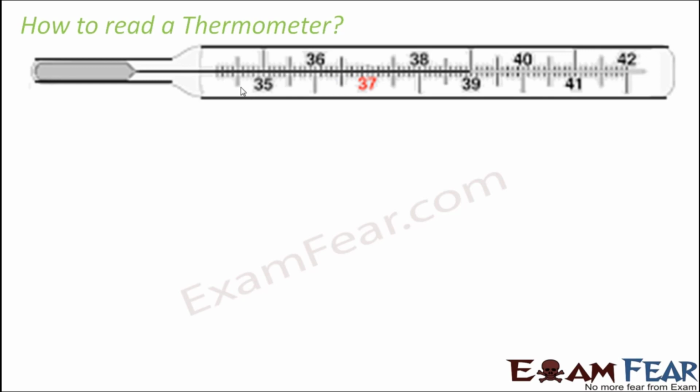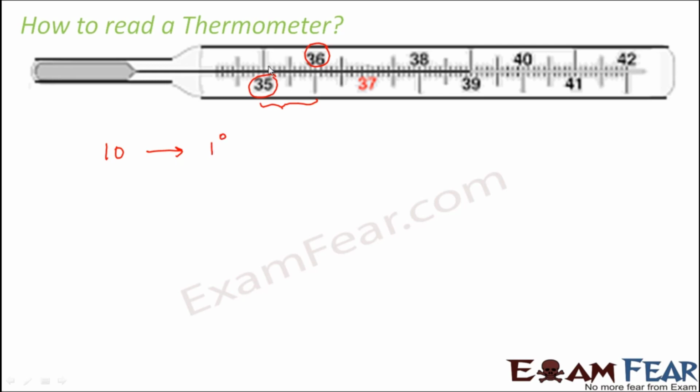Here, a long line represents 35 degree and then another long line represents 36 degree. So how many lines do you have between 35 and 36? If you count the number of lines between 35 degree and 36 degree, you see 1, 2, 3, 4, 5, 6, 7, 8, 9, 10. Correct? So you have 10 lines in 1 degree. So 10 lines correspond to 1 degree, correct?